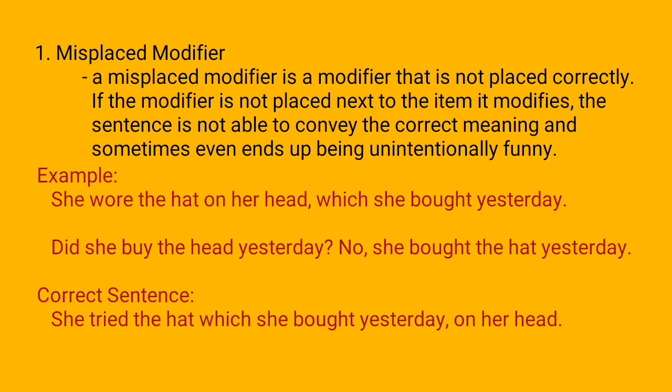For example, she wore the hat on her head, which she bought yesterday. Let's analyze the sentence. Did she buy the hat yesterday? No. She bought the hat yesterday. So the correct sentence will be, she tried the hat, which she bought yesterday, on her head.